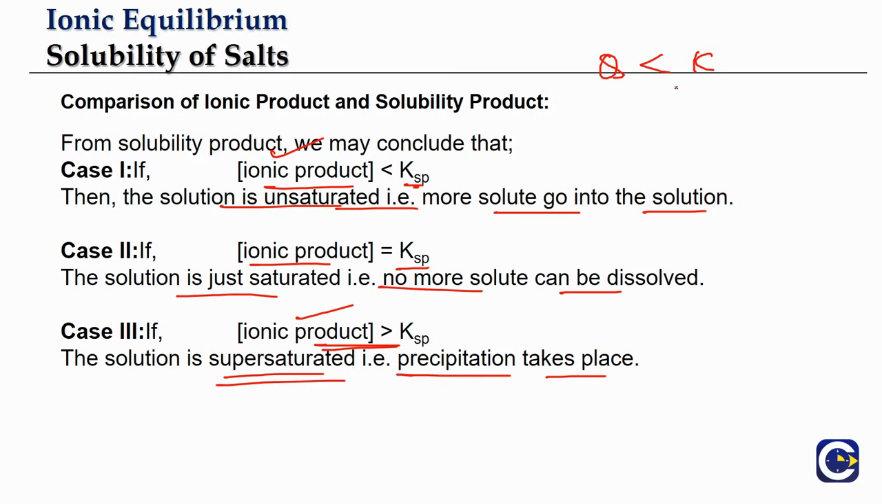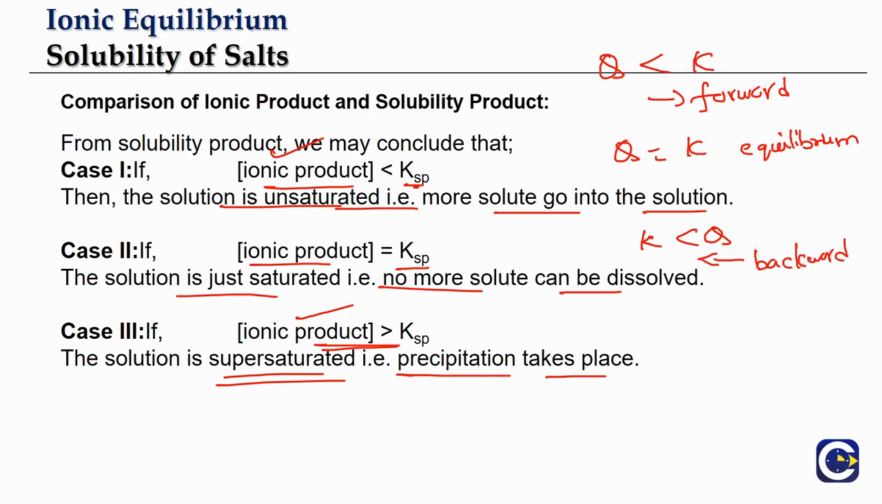So whenever we compare the ionic product value and KSP, it is just like normal chemical reactions. Q less than K means the reaction quotient is lower, so the reaction is going to proceed in the forward direction. Q equal to K means we are already at the equilibrium stage. This is what we discussed in the case of normal chemical equilibrium. If Q is more than K, the concentration of the products is higher, so the reaction is going to go in the backward direction.